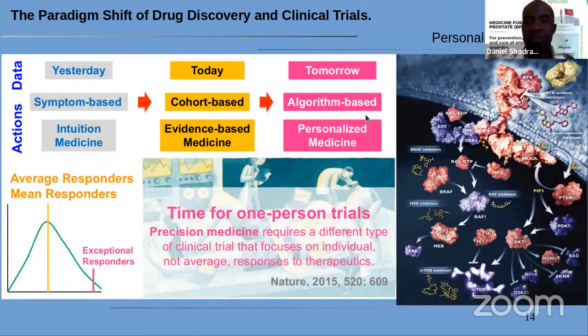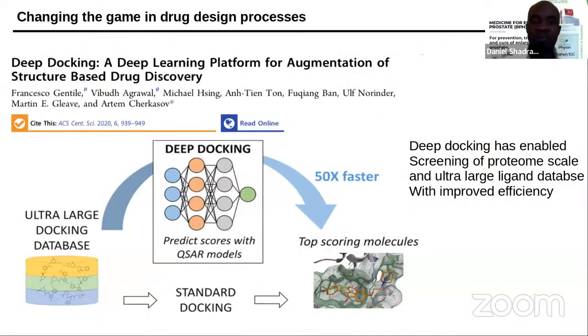Why? Because we will soon begin doing personalized clinical trials. Currently, we are based on a cohort. Next, we will be doing algorithm-based clinical trials because we have differences. So the clinical trials will be based on precision medicine or personalized medicine, where each individual will require an individual treatment and not the average, as we do at the moment.